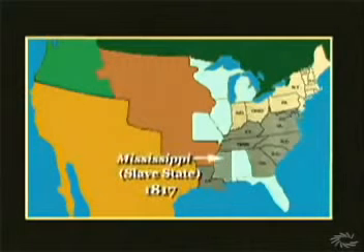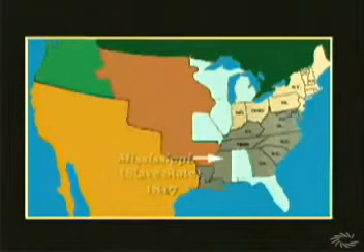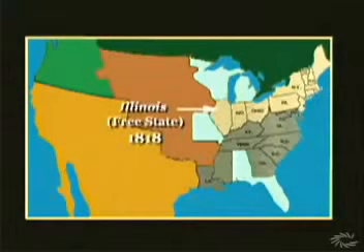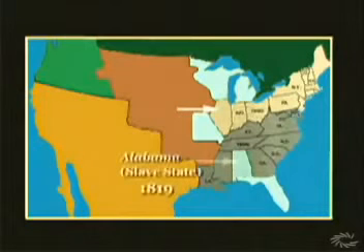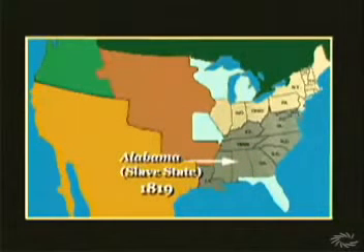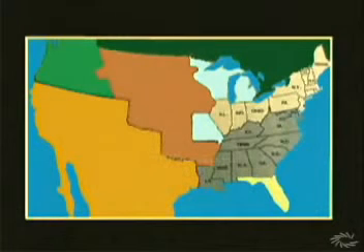Mississippi was added to the Union in 1817 as a slave state, meaning a state in which slavery was legal. The next year, Illinois was added as a free state, meaning a state in which slavery was banned. And in 1819, Alabama was added as a slave state. At that point, the number of free and slave states was equal.